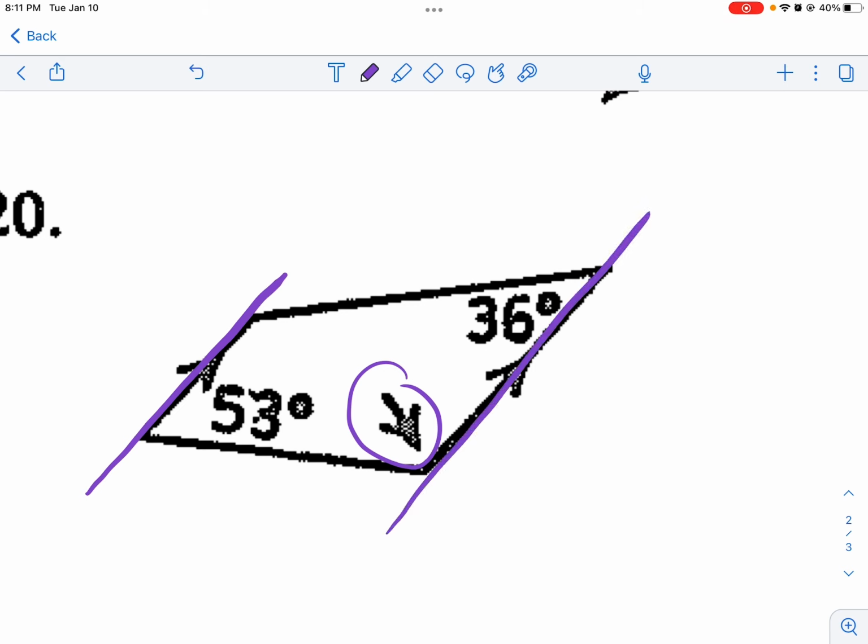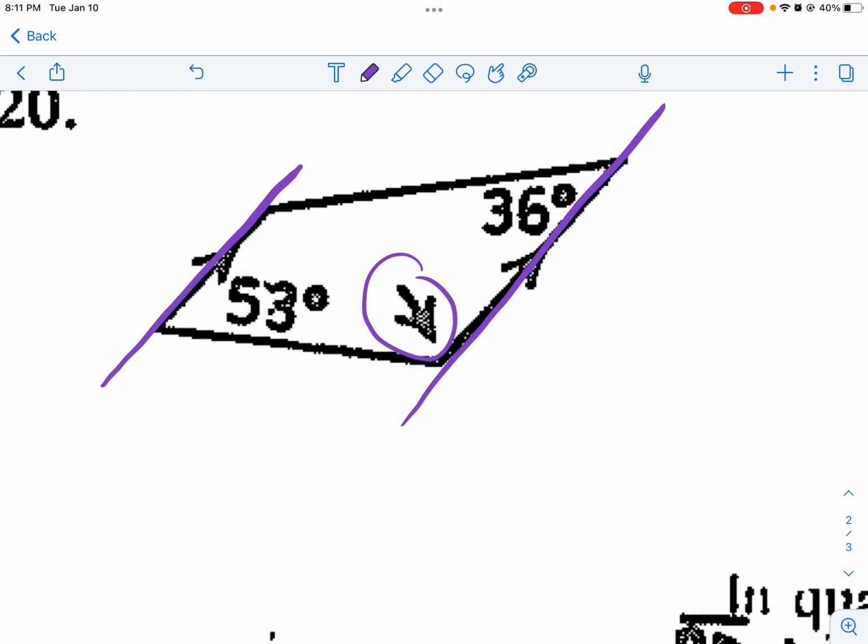Same side interior angles. That's actually going to come up a lot in the rest of the homework. So we know that these are parallel, and we know that these are transversals. Okay. So which are our same side interior angles? I would argue that 53 and this arrow are same side interior angles.